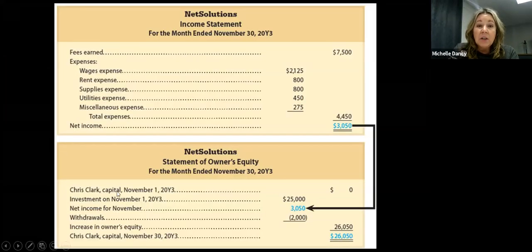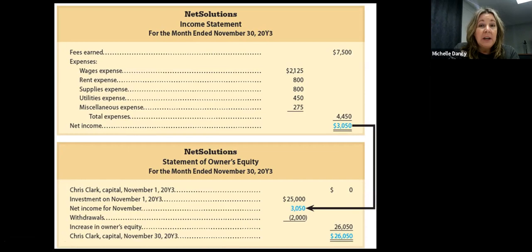So I'm going to say Chris Clark capital, and this is the beginning capital. If the accounting period ends on November 30th and it's for a month, then it began on November the 1st. So Chris Clark capital, November the 1st, 2023. I'm going to add any investments, which we just said were $25,000. I'm going to add my net income. Where is that coming from? That's coming from up here on my income statement. So I add my $3,050, and I'm going to subtract withdrawals.